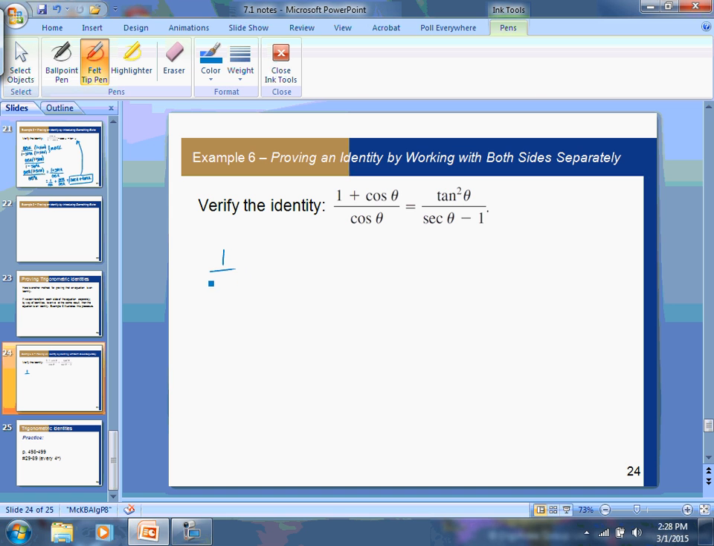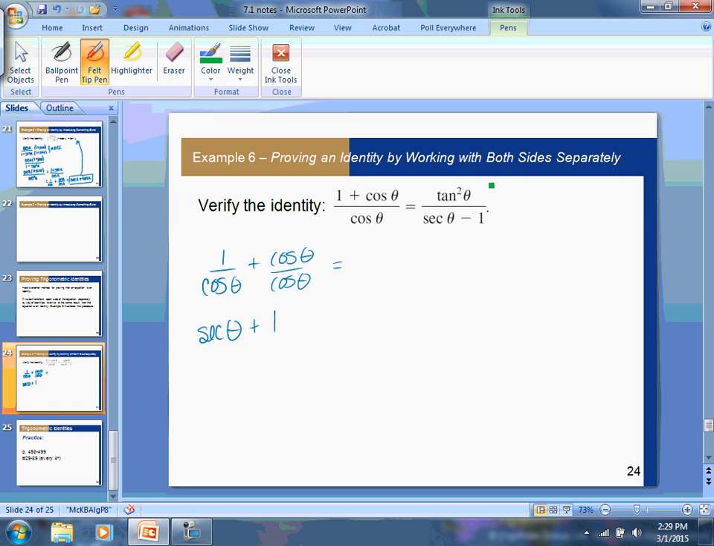I'm going to have 1 over cosine and then cosine over cosine. Okay. Now when I do that, the 1 over cosine I can write as secant. And the cosine over cosine, that's 1. But now I'm kind of stuck. I don't know what secant plus 1 is. There isn't much else that I can do with secant plus 1. So now I'm going to jump over to the right-hand side, and I'm going to start simplifying this side.